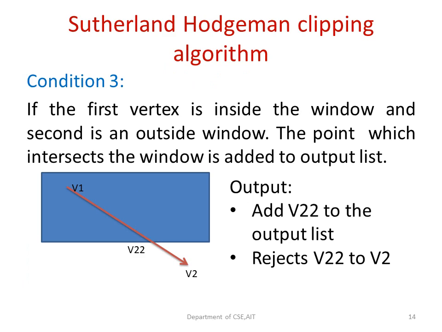Condition 3 is if the first vertex is lying inside the window and the second vertex is lying outside the window. Then in the output list we are just going to add the point which is intersecting the window. The point here is V22, the intersection point between V1 and V2, and that point V22 is added to the output list. The line which is rejected is the line which is outside the window, that is from V22 to V2.